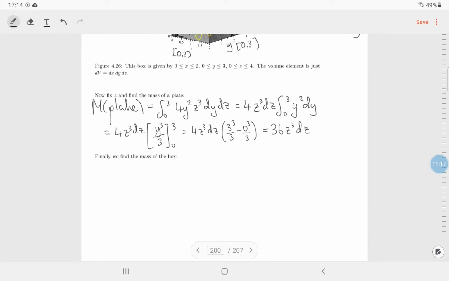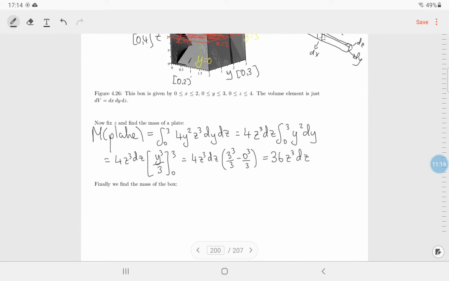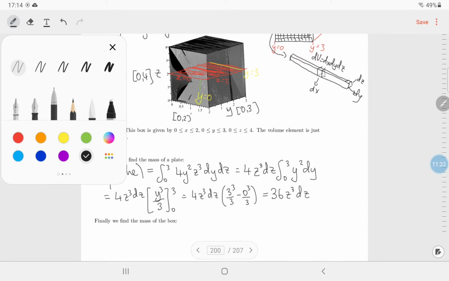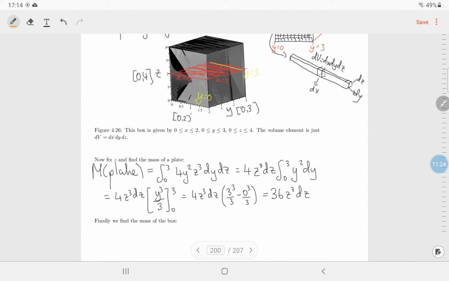So now to get the mass of the box, you add up the mass of all the plates, and the plates go from the bottom plate, which is the z equals 0 plate, all the way up to the z equal to 4 plate. So you're adding all them up. And if you add the mass of all those plates up, they're all infinitely small because they have infinitely small volume, you get the total. So like you're adding all of the plates up.